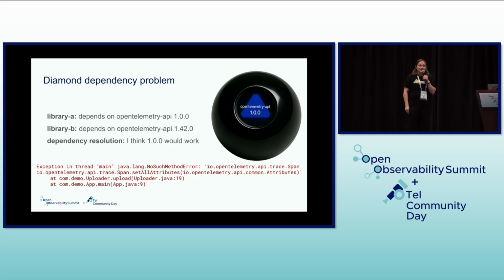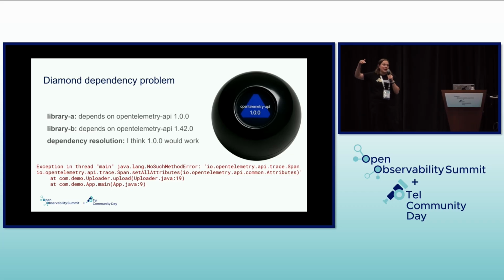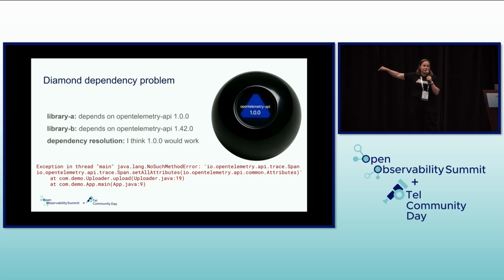No. Well, sometimes it's better. In Java, I think it's the worst. It's random. If you use Maven, it explores your dependency graph, and the first time it discovers a library, it picks that version. So if you place library A higher than library B in your POM file, it will resolve 1.0. If you put library B higher, it would resolve 1.42.